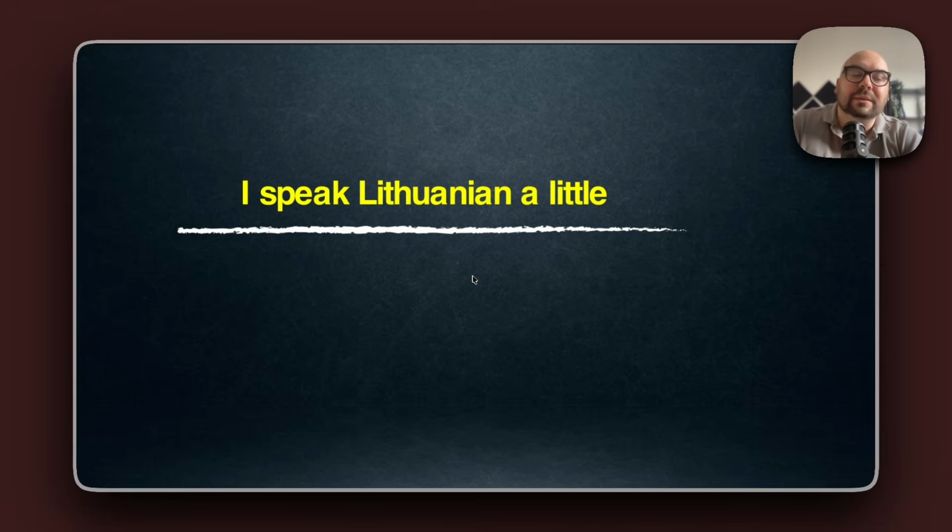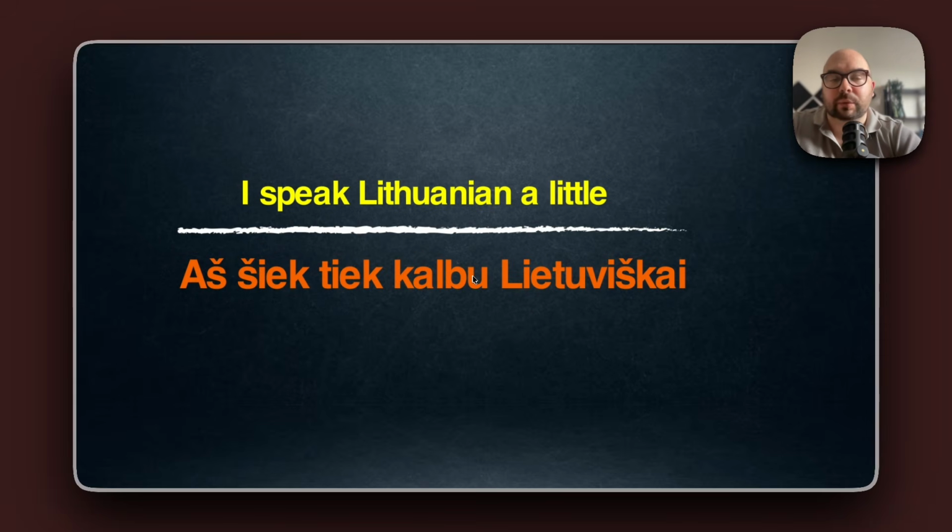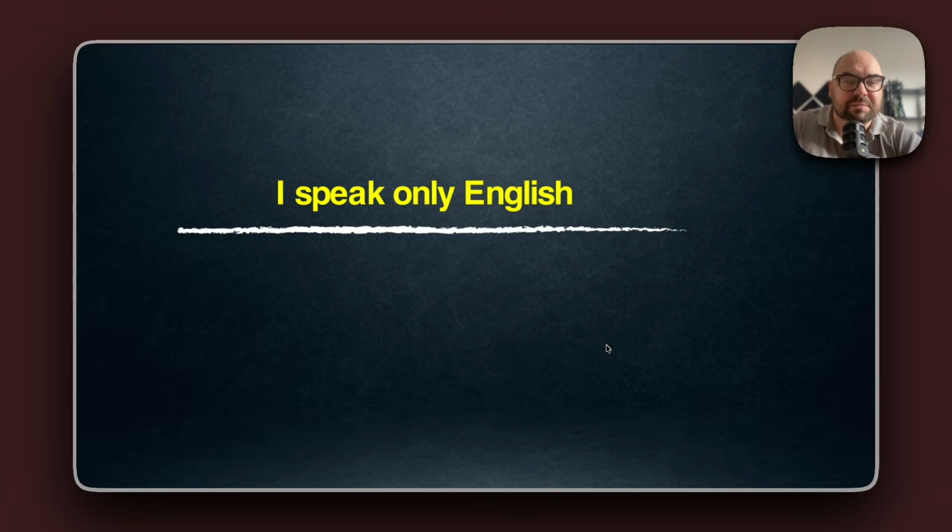So now, I speak Lithuanian a little would be aš šiek tiek kalbu lietuviškai. So that's lietuviškai, it's like an adverb over here. It answers the question kaip, which is how. I speak Lithuanian a little. Aš šiek tiek kalbu lietuviškai. I speak only English.